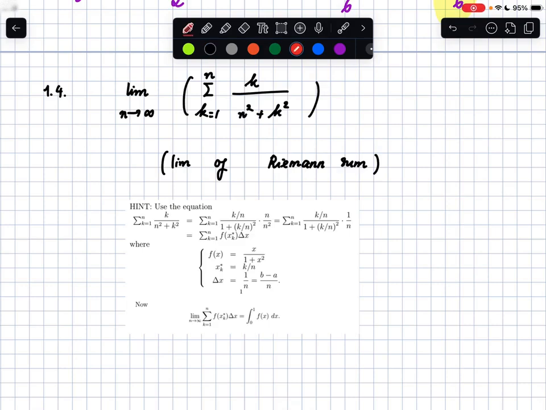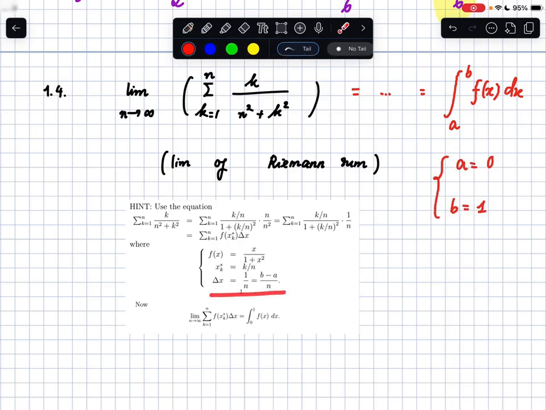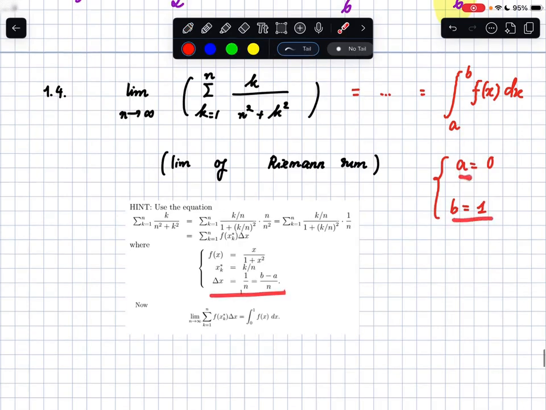So here's the idea of the hint. We need to write this down as the limit of a Riemann sum, which gives us the integral from a to b of a function f of x dx. So we need to figure out f of x. In this case, a is 0, b is 1, and delta x is (b minus a) over n, which is 1 over n.